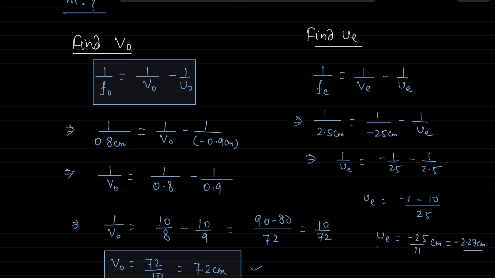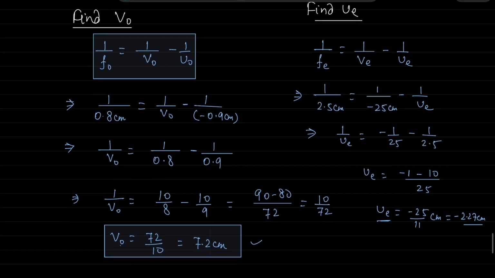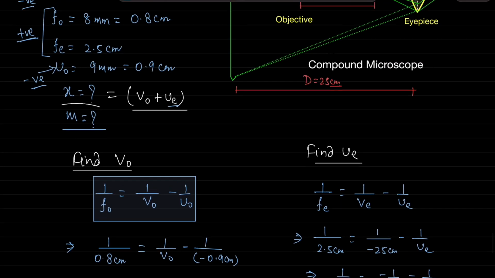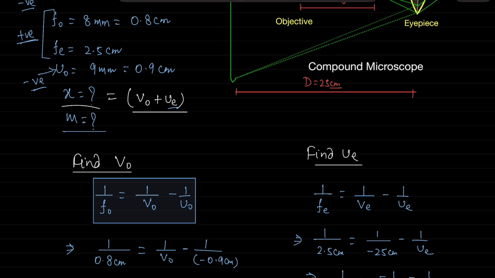So now we know the value of Ue and Vo. So here x is equal to Vo plus Ue. So we can say x is equal to 7.2 centimeter plus 2.27 centimeter. Sign convention is not required because we are just measuring the distance. It's equal to 9.47 centimeter. So this is the answer for the first part of the question.